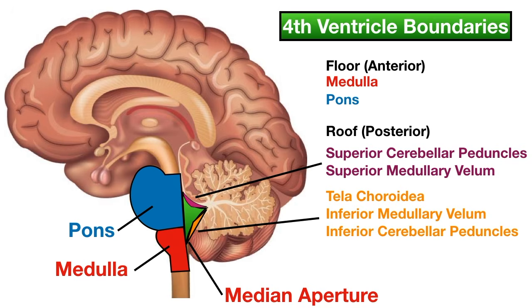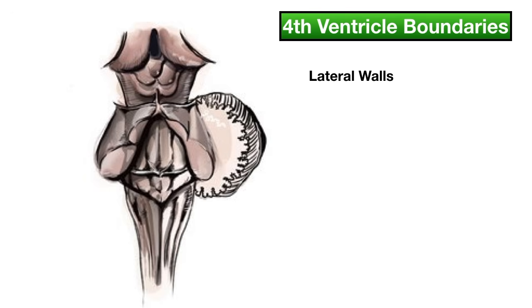To get a better view of the lateral walls, we're going to look down into the floor of the fourth ventricle. So we've taken the cerebellum and removed it, and now we're looking at that diamond-shaped floor of the fourth ventricle. It's called the rhomboid fossa for that reason. Now we know from before that the floor of the fourth ventricle is formed by the pons and the medulla. So if we draw a line through the floor of the fourth ventricle, we're going to have the pons above it and the medulla below it. The lateral walls of the fourth ventricle can be divided into a superior portion and an inferior portion.